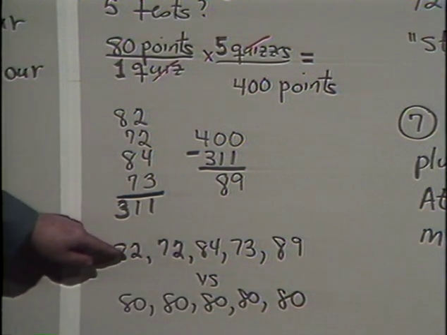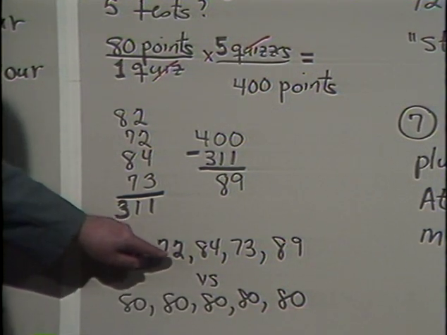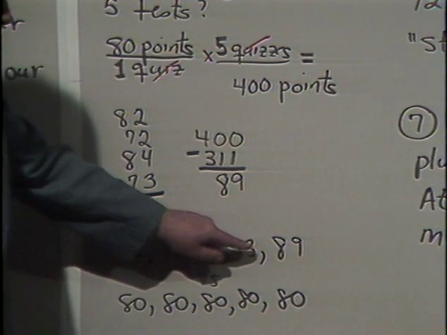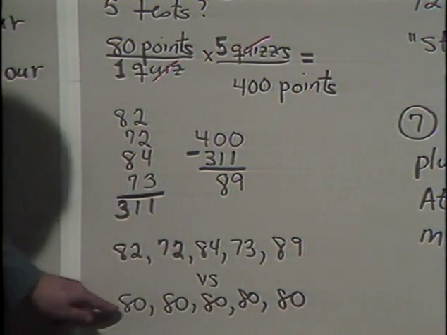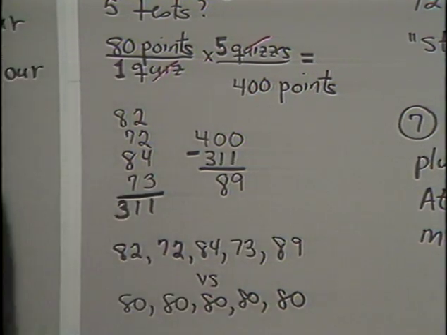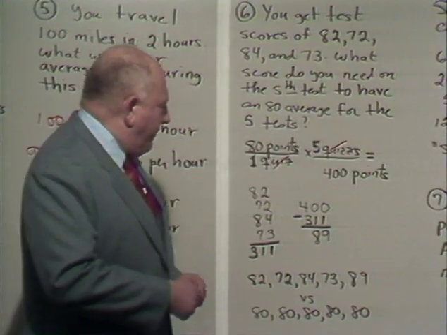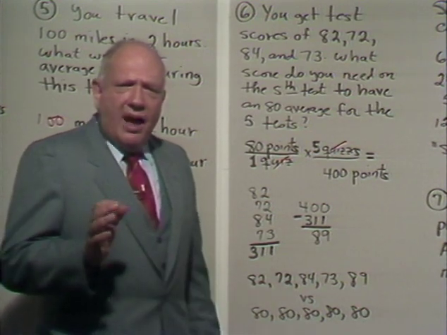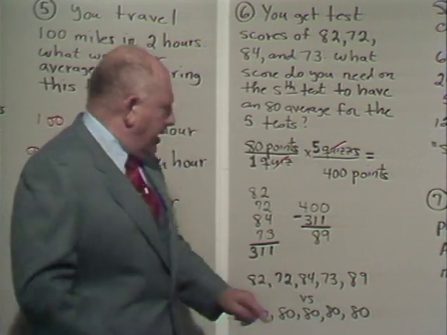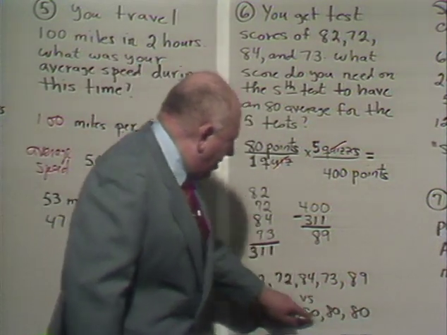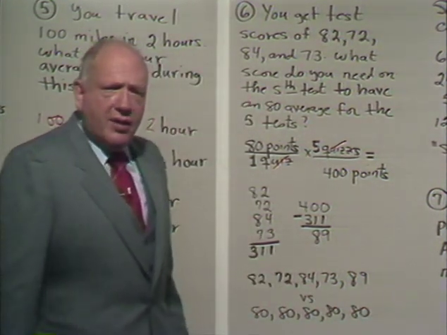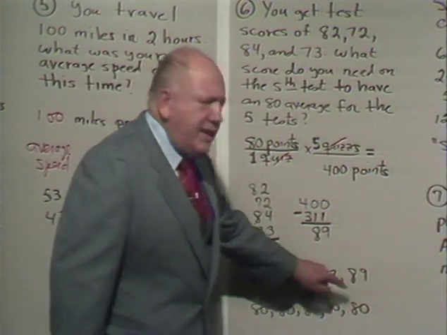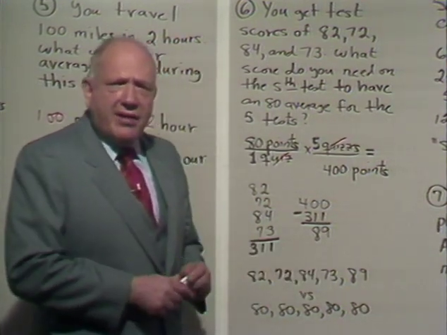And what that says is, if you were to score 82, 72, 84, 73, and 89, you would have got the same average as the person who scored 80, 80, 80, 80, and 80. And in fact, that in very rough form measures to some extent what statistics is all about. Can you notice that these 2 students have the same average, yet their performances are quite different? This student didn't even get an 80 once and is still averaging 80.